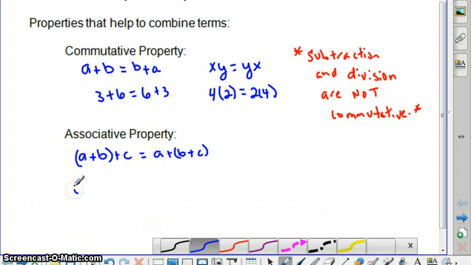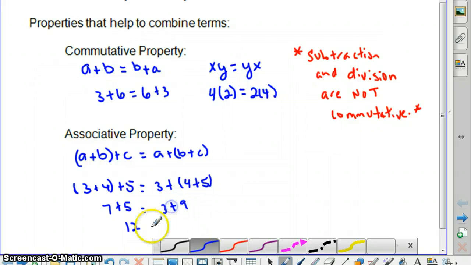For example, 3 plus 4 plus 5, which gives us 7 plus 5 or 12, is the same as if we group the last 2 together. If we group the 4 and 5 together, we get 3 plus 9, which is also 12. And the associative property also holds true for multiplication.